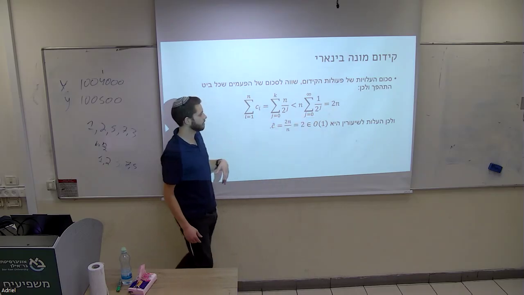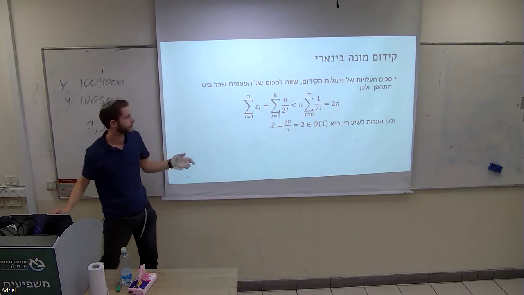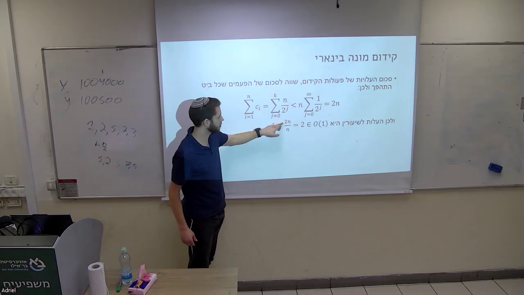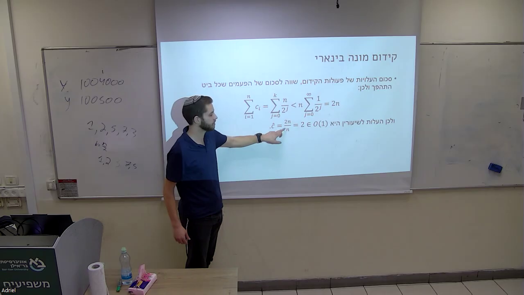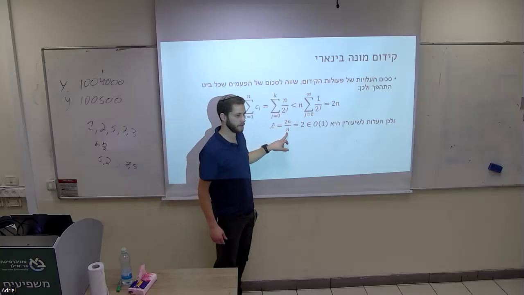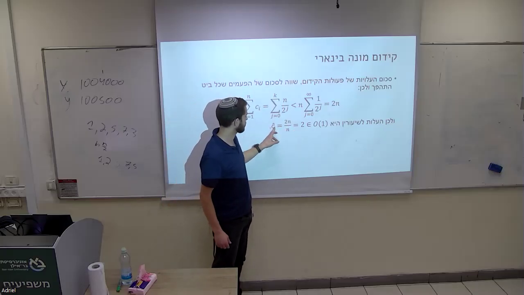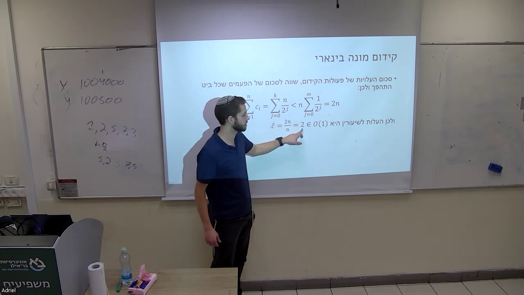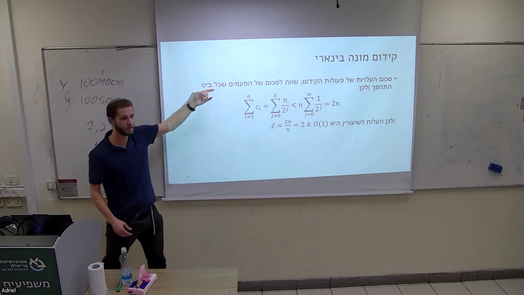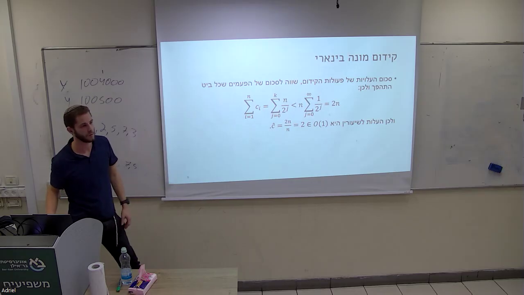Okay? So now we take the amortized price for each operation. We take the total cost of all the operations divided by the amount of operations. So the cost is at most 2n, and the amount of operations is n. Therefore, the amortized price is 2 for every single operation, which is O(1). Okay? So we just proved with the aggregation method that it is O(1) amortized.